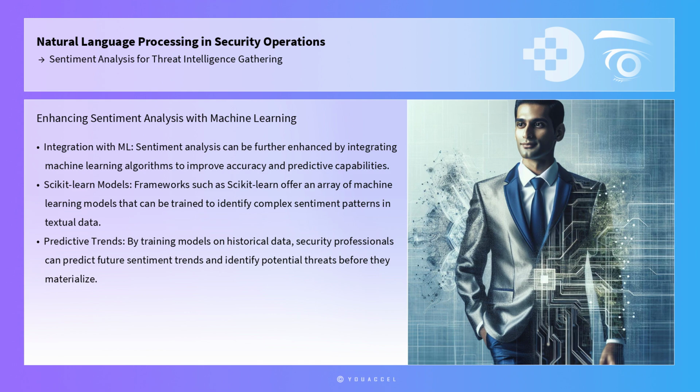Sentiment analysis can be further enhanced by integrating machine learning algorithms to improve accuracy and predictive capabilities. Frameworks such as scikit-learn offer an array of machine learning models that can be trained to identify complex sentiment patterns in textual data. By training models on historical data, security professionals can predict future sentiment trends and identify potential threats before they materialize.